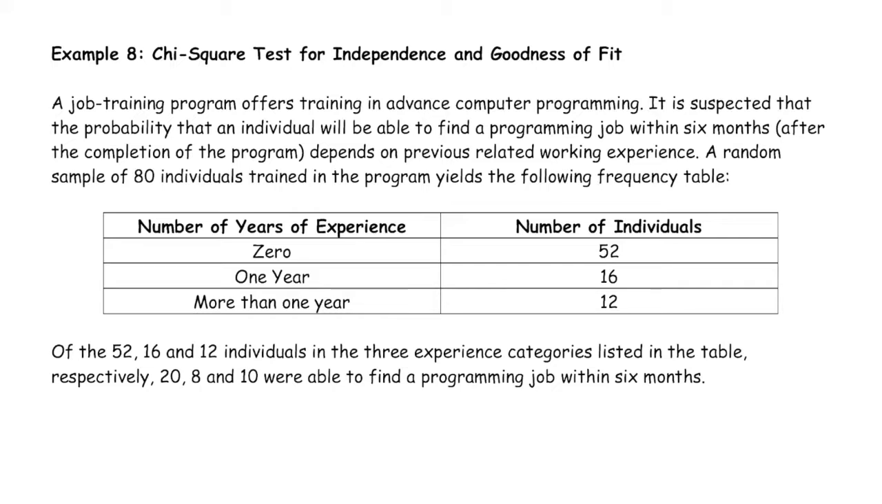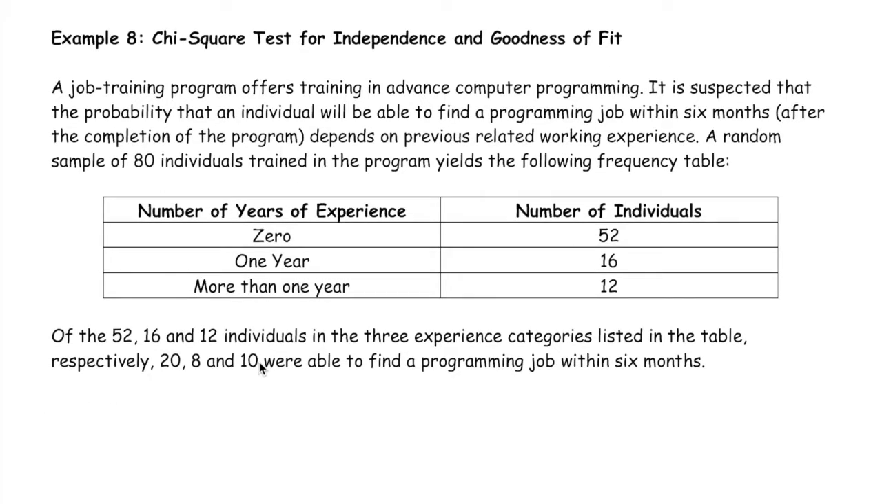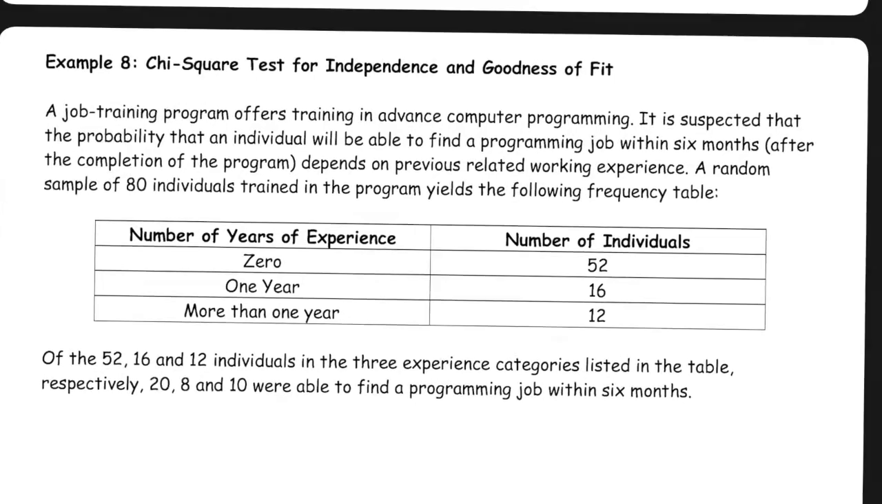So we see that the number of years of experience could be 0, 1, or more than 1, and then we have the number of individuals with either 0, 1, or more than 1 years of experience, so 52, 16, and 12. It then tells us that of the 52, 16, and 12 individuals in the 3 experience categories listed in the table, respectively, 20, 8, and 10 were able to find a programming job within 6 months. So in each category, here we're offered how many individuals were able to find a job within 6 months of applying for it. So let's have a look at required A.